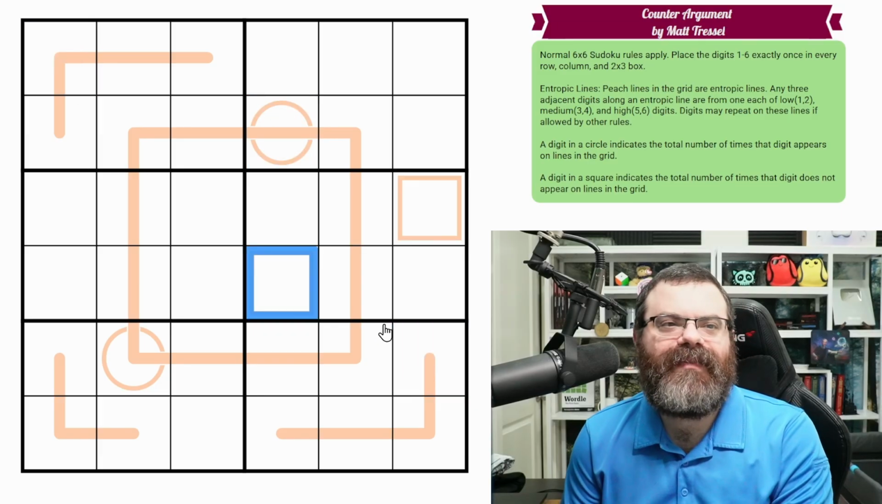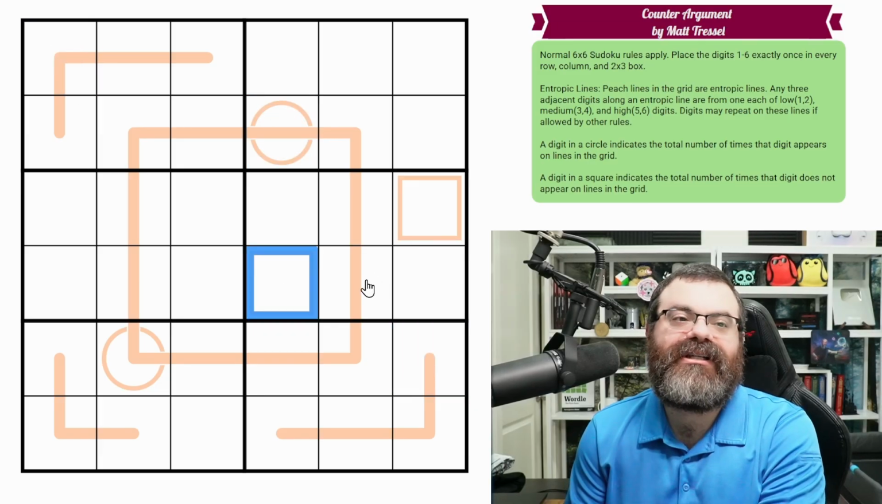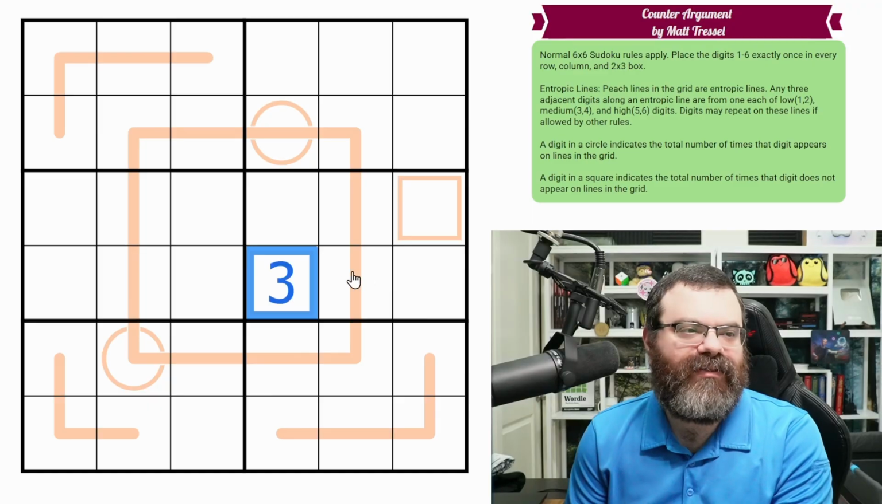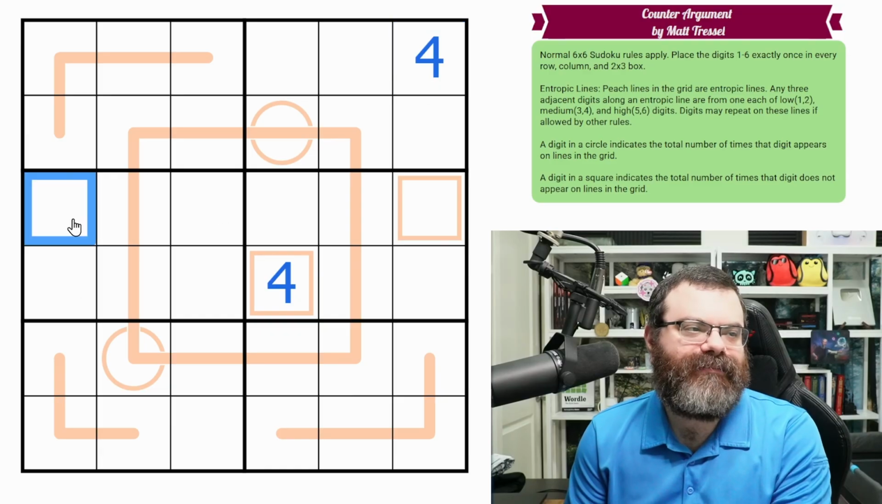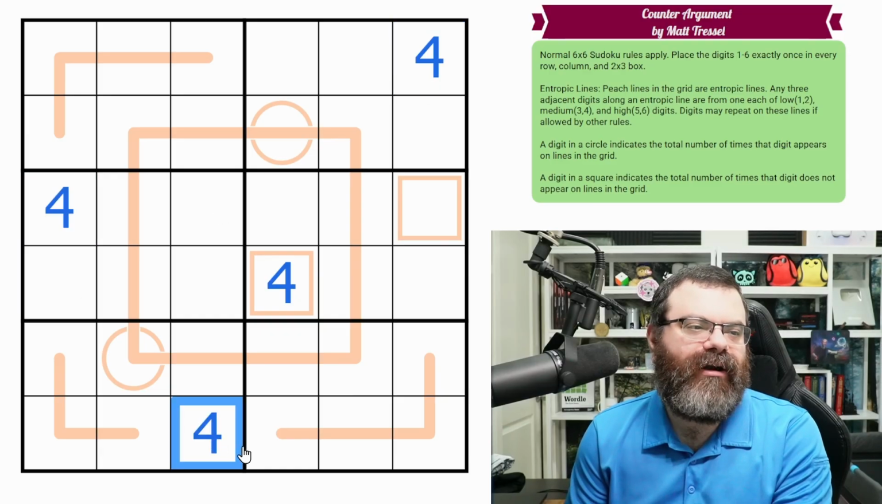Now the squares are kind of opposite. A digit in a square indicates the total number of times the digit does not appear on lines in the grid. So if this was a 3, let's do 4. If this was a 4, that means that there are 4 4s in this grid that are not on lines. And then there's going to be 2 that are on lines.